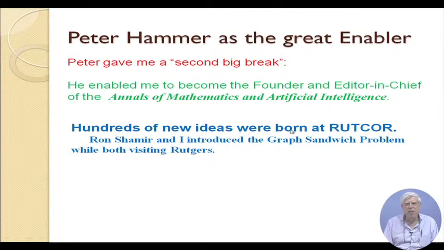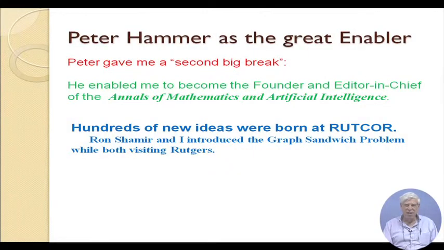So those were ideas born at Rutgers, and other research ideas were also born. One time I was visiting there, and Ron Shamir was also visiting there, and we were working together. What should we talk about? We talked about some biology problems that he was interested in, some temporal reasoning problems that I was interested in, and we came up with the paradigm for graph sandwich problems. And that's what we worked on, and then went on to study graph sandwich problems of different families. So that was also born at Rutgers because Peter had invited us to come.